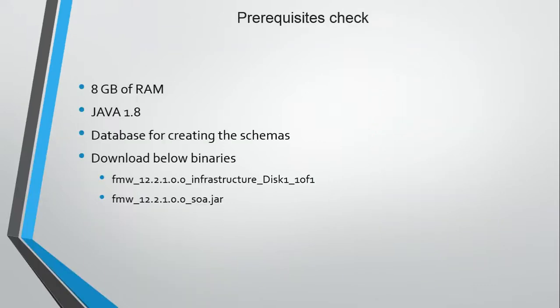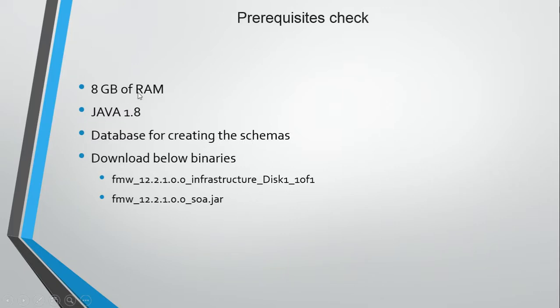Just to start with, what are the prerequisites on your machine? Since I'm going to install on a Windows machine, I should have at least 8 GB. Even on Linux it is the same, you should have at least 8 GB of RAM. You need to install Java 1.8 and set the Java path. Then you should have the database for creating the required schemas using the Repository Creation Utility.